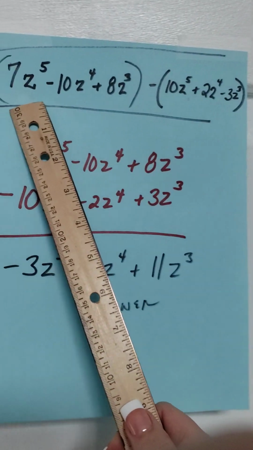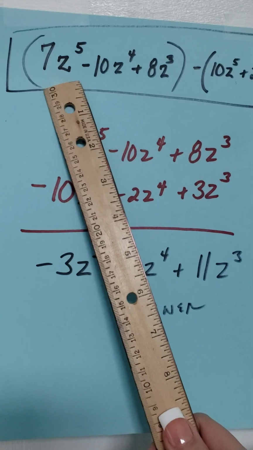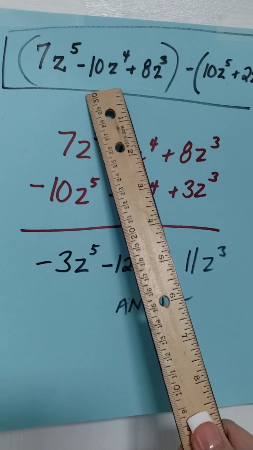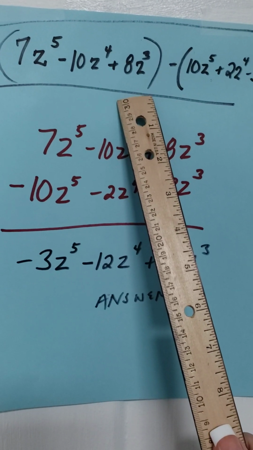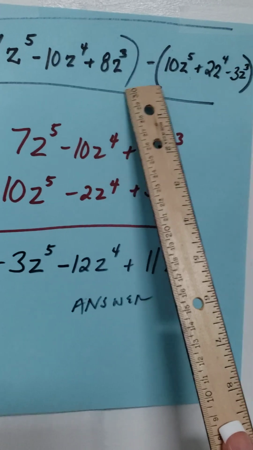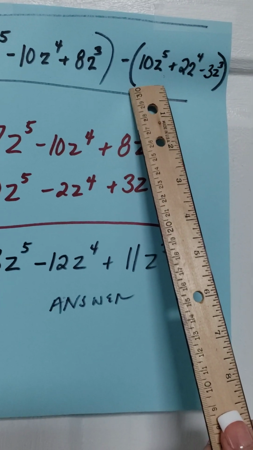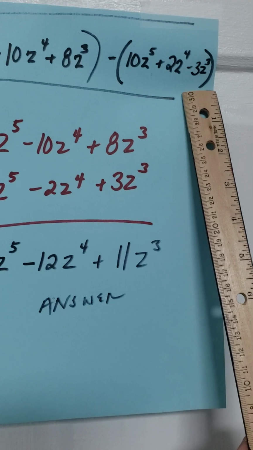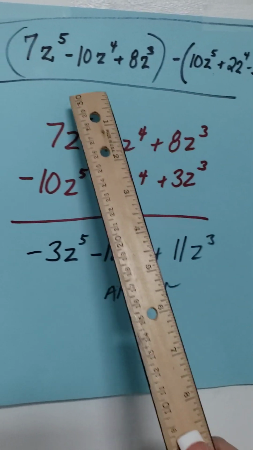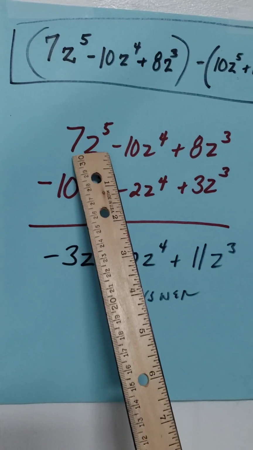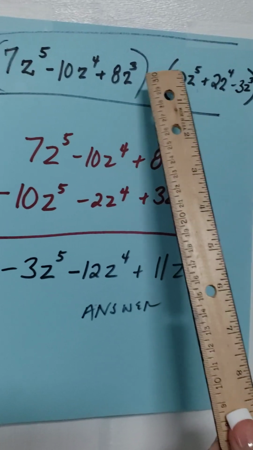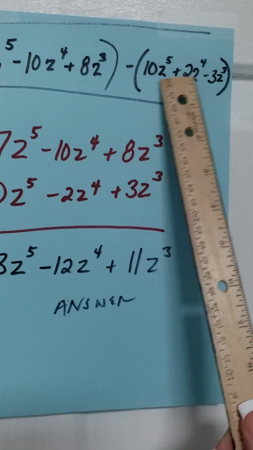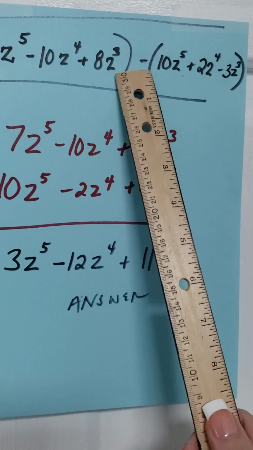And here's another one. Let's say it was 7z to the 5th minus 10z to the 4th plus 8z cubed, and you were to subtract out the 10z to the 5th plus 2z to the 4th minus 3z cubed. That is not easy to say. So I'm going to bring everything out in the first one, bring those down. Now I'm going to take this -1 and distribute. It's going to change the sign of everything, right?